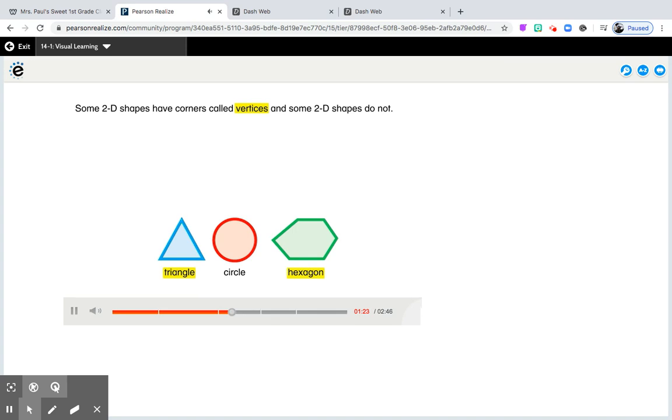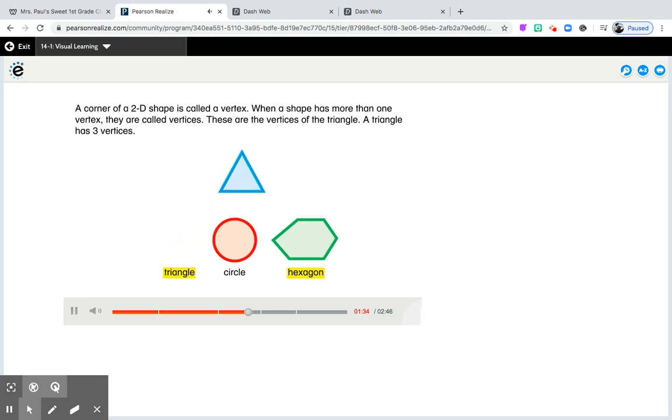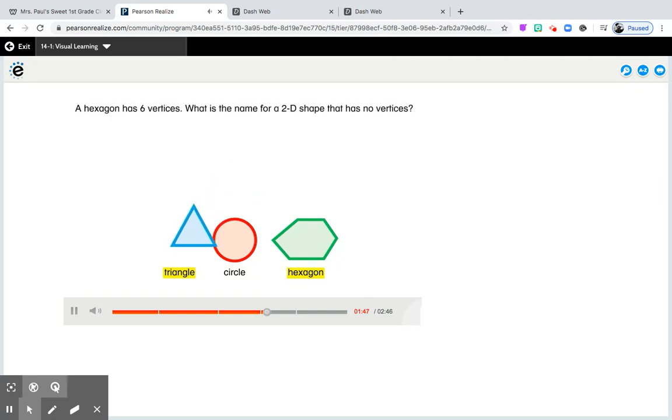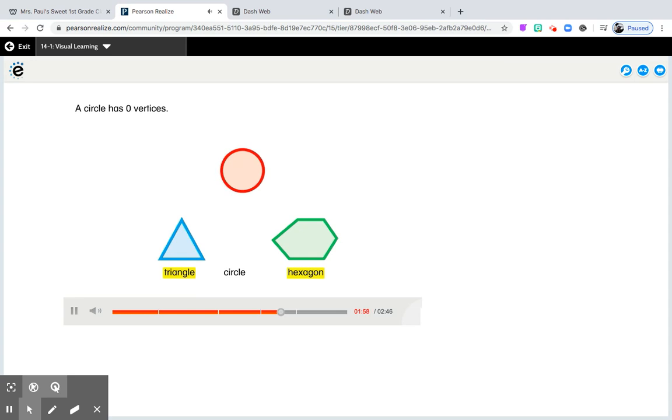Some 2D shapes have corners called vertices, and some 2D shapes do not. A corner of a 2D shape is called a vertex. When a shape has more than one vertex, they are called vertices. These are the vertices of the triangle. A triangle has 3 vertices. The hexagon has 6 vertices. What is the name for a 2D shape that has no vertices? A circle has 0 vertices.